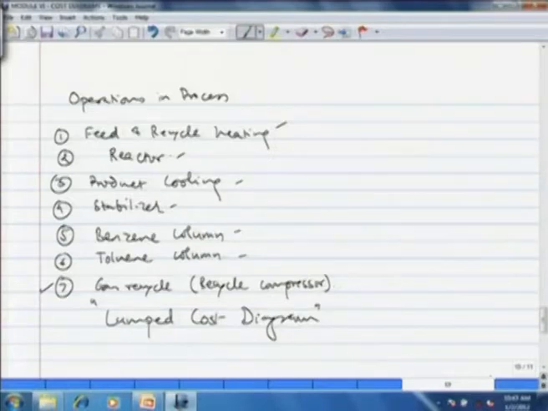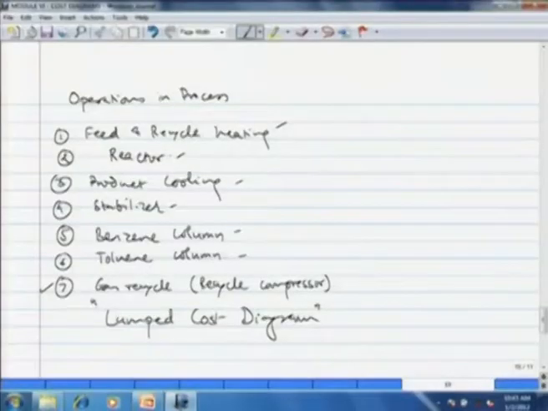Now what we decided is that we shall lump these costs in the neighboring operation. What are the major operations in the process? The first operation is feed and recycle heating, which is essentially feed to the reactor. Then the next stage is the reactor itself, where the reaction takes place. Then the third operation is product cooling. Then the 3 columns that follow: stabilizer column, benzene column, and toluene column. And finally, after the columns, we have a gas recycle loop.